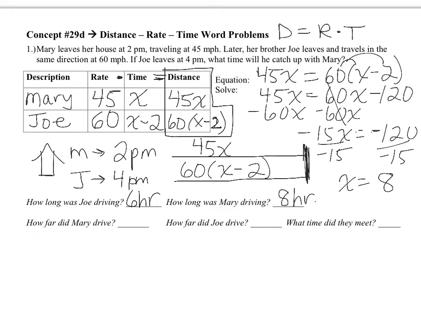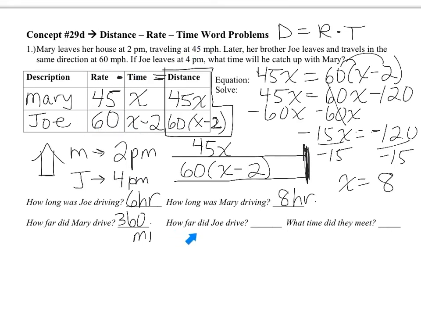This question, if I said, how far did Mary drive? Well, that's Mary's distance. Well, Mary's distance is right here. Mary's distance is 45x. So that would be 45 times x, which is 45 times 8, which is going to be 360 miles. And now how do I know it's miles? Well, I know it's miles, again, because my rate is being measured in miles per hour. So that means the distance is miles and the time is hours. It all depends on the rate, what we're measuring here.